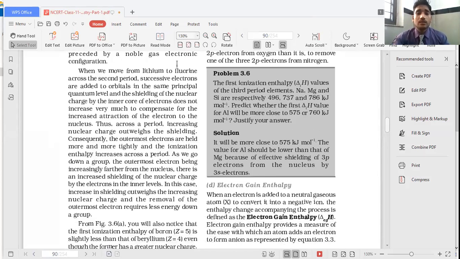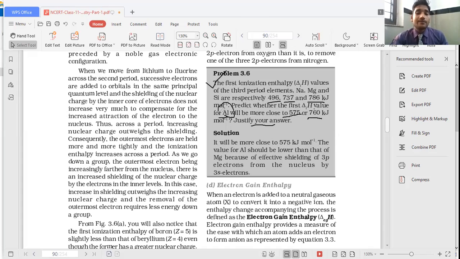See the example 3.6. The first ionization enthalpy values of the third period elements sodium, magnesium, silicon are represented respectively 496, 737 and 786 kilojoule per mole. Predict whether the first ionization enthalpy value of aluminium will be more close to 575 or 760 kilojoule per mole. Justify your answer.